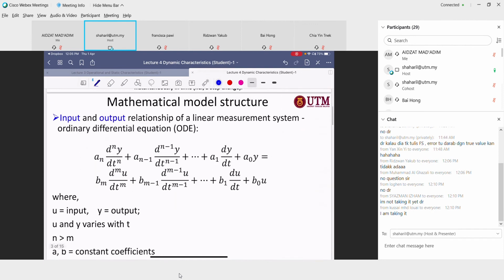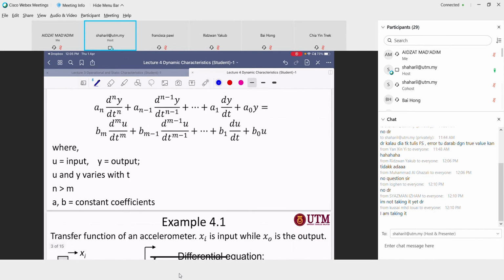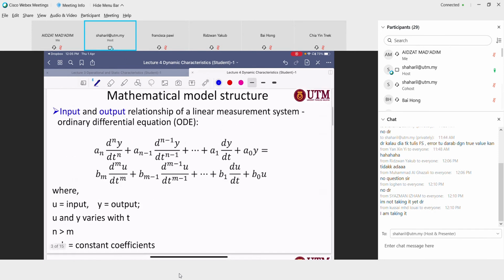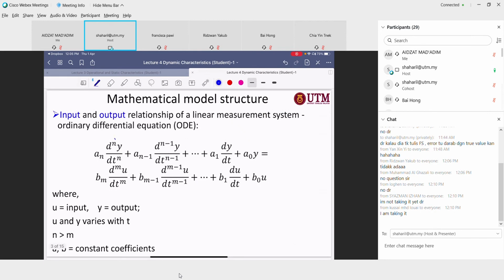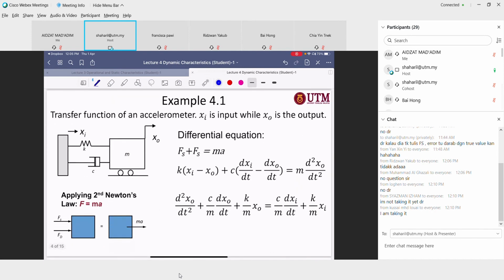Okay, and then of course in order to get the relationship between input and output, we come out with the differential equation. From the system itself we can come out with the differential equation, and then we can determine the order of the system, whether it's second order, third order, or zero order, and so on. This one I think you have learned in control engineering.